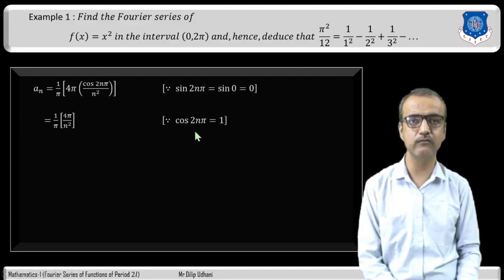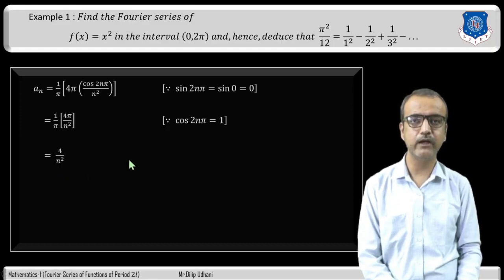So in general, we have cosine of 2n pi equals 1. Similarly, you can think about sin 2n pi. If you replace n by 1, it becomes sin 2 pi, and the value of sin 2 pi is 0, and so on. Okay. So here we have 1 over pi into 4 pi, and this is 1, divided by n square. So pi will cancel out, and the value of a_n is 4 upon n square.